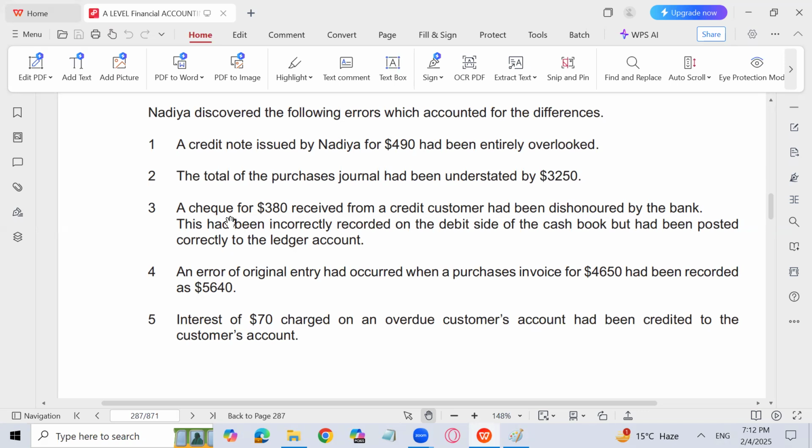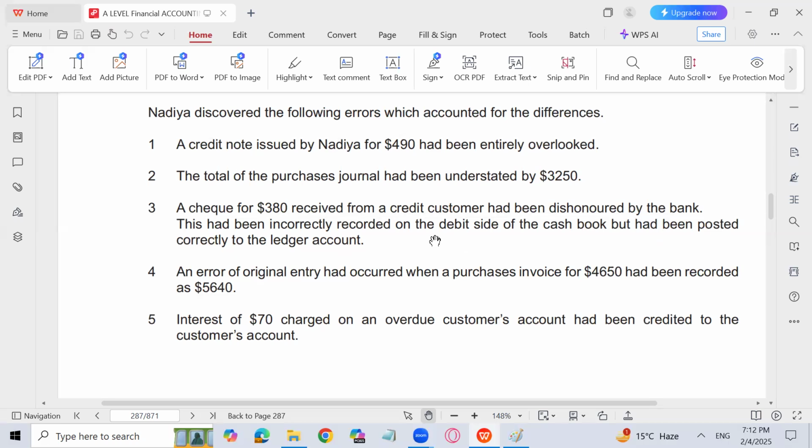So let's move forward. A cheque for 380 received from a credit customer had been dishonored by the bank. So many times we have discussed that whenever a cheque is dishonored, the original entry was bank to trade receivable when the payment was received, and now we have to go for the reverse entry, that is trade receivable to bank. This had been incorrectly recorded on the debit side of the cash book, but had been posted correctly to the ledger account. So it means we have recorded it on the debit side of the cash book, but had been posted correctly to the ledger account.